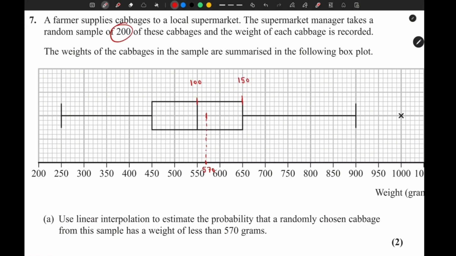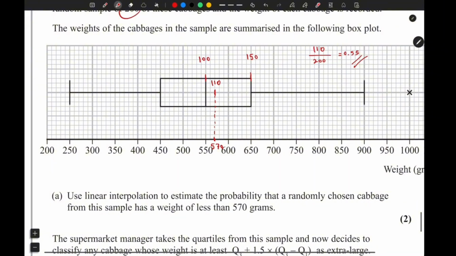So at 570 the number of cabbages will be 110. So the probability is 110 over 200, which is 0.55. So this is the answer, but we cannot use this method.